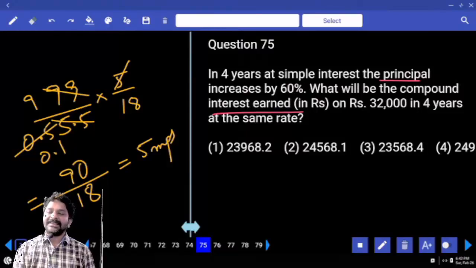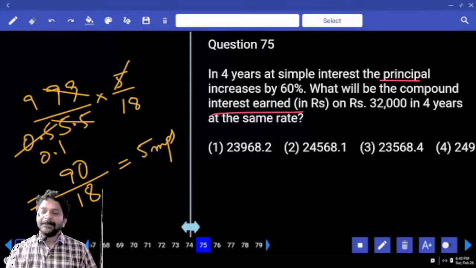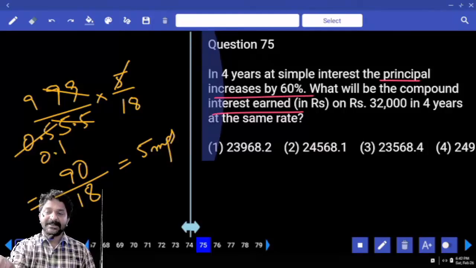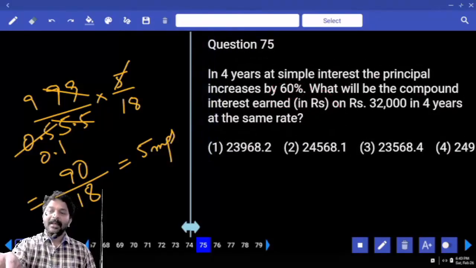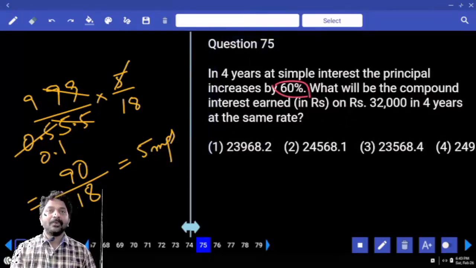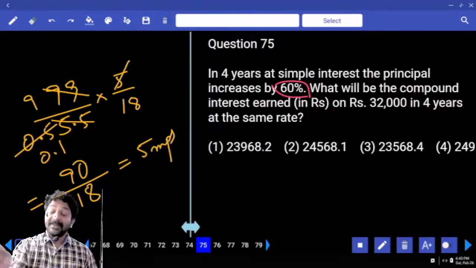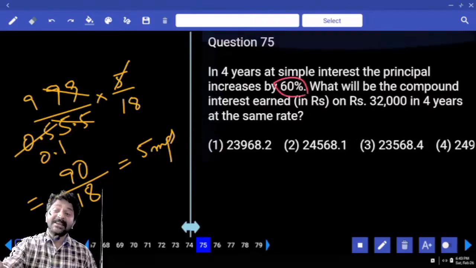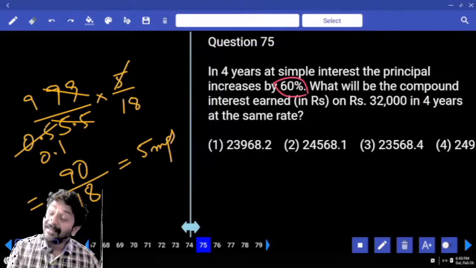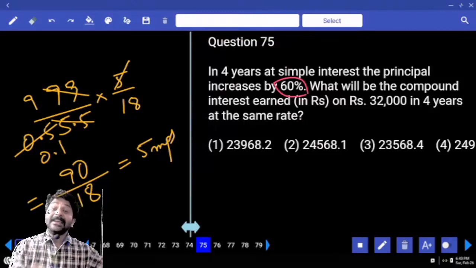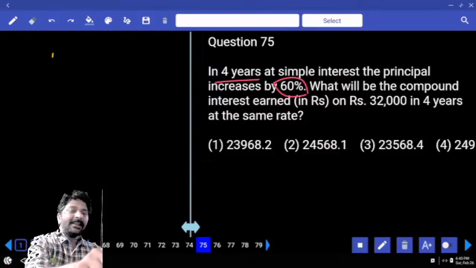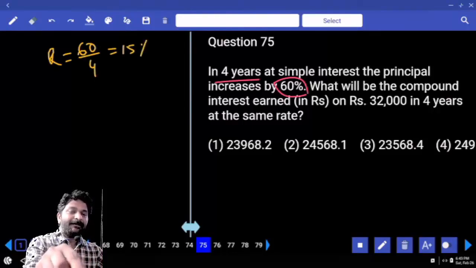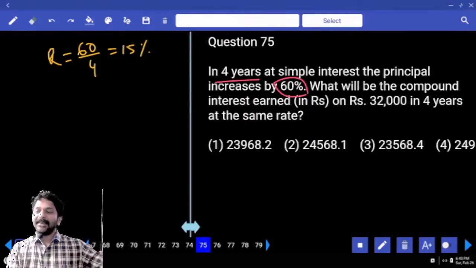In 4 years at simple interest, the principal increases by 60%. So what is this 60% called? Interest. In how many years? It is simple interest. So rate of interest is equal to 60 by 4, which is equal to 15% only. Next, what is your question?